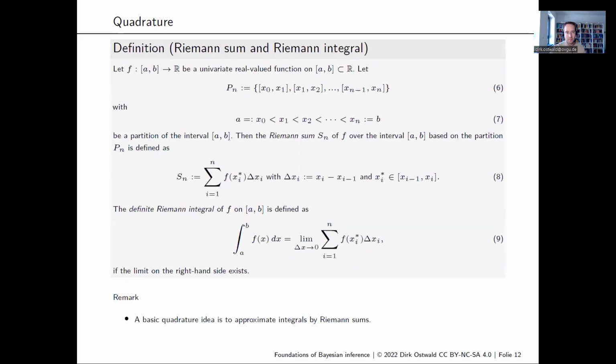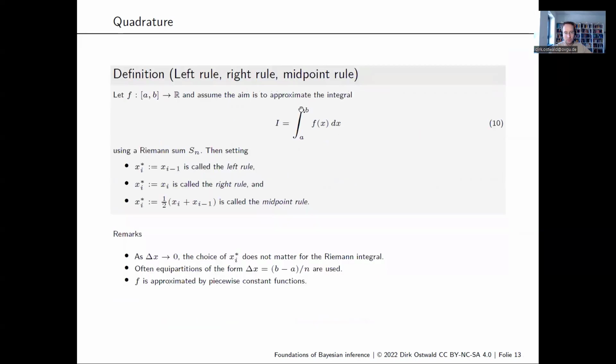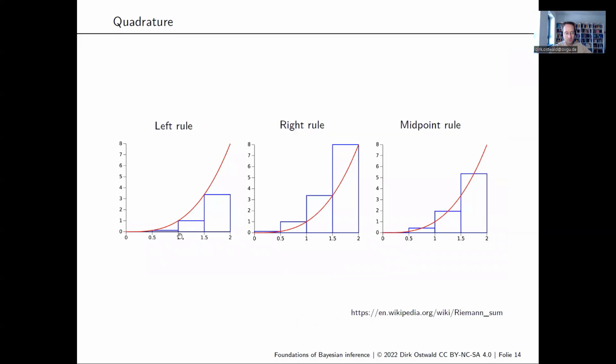This is formalized as shown here. So we have a univariate function that takes on real values. We take a partition of the interval that we want to integrate over.